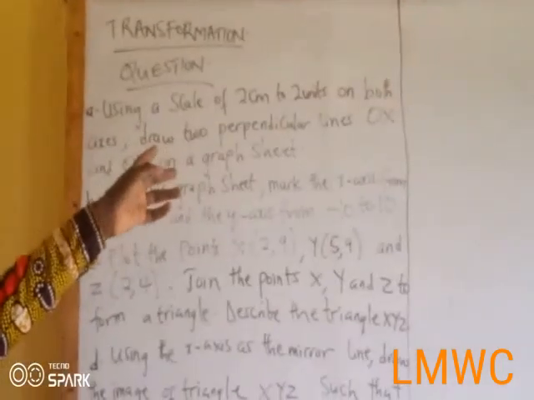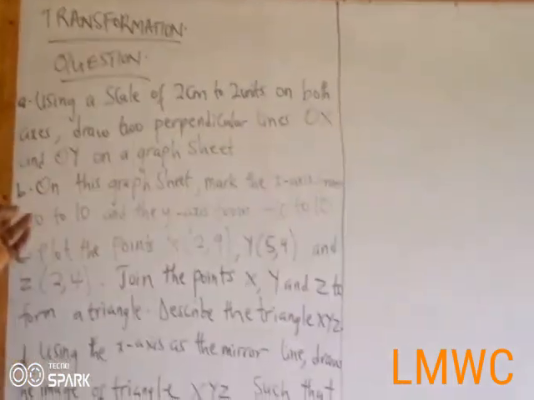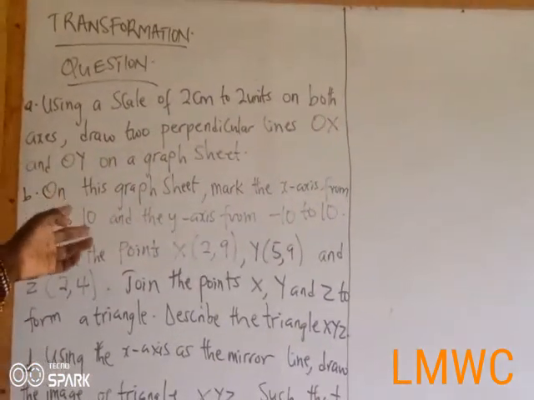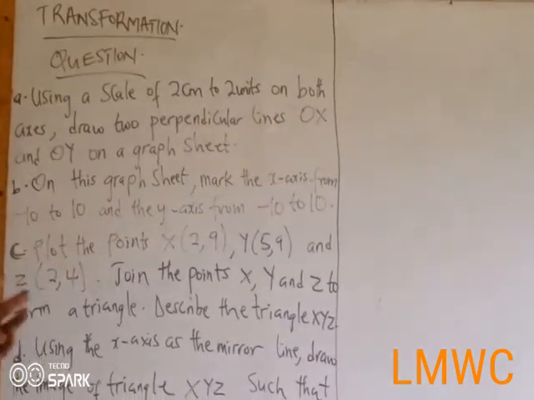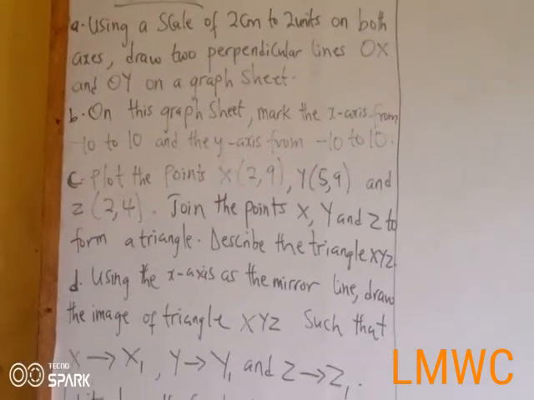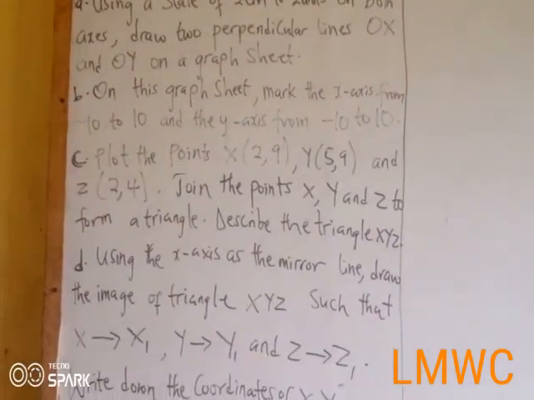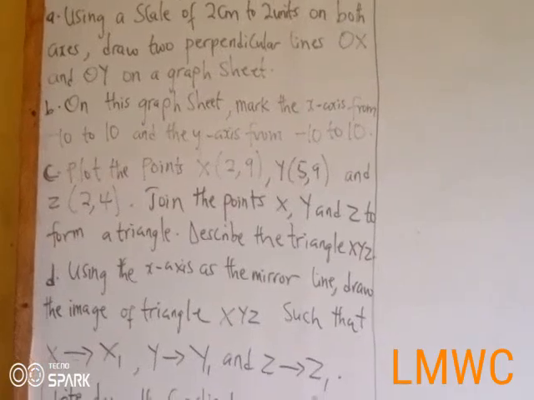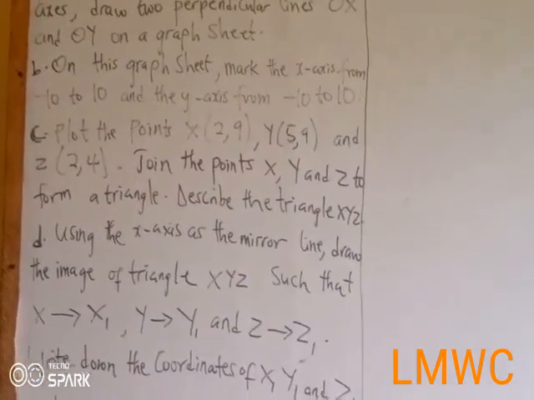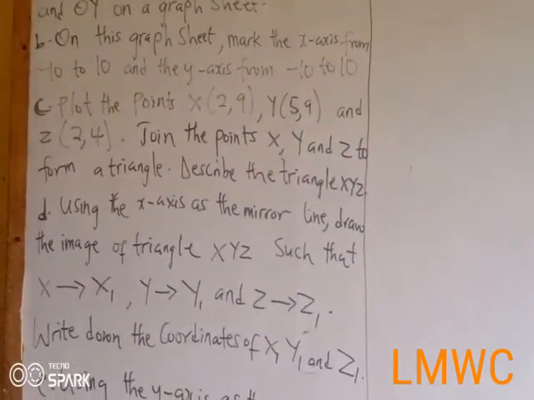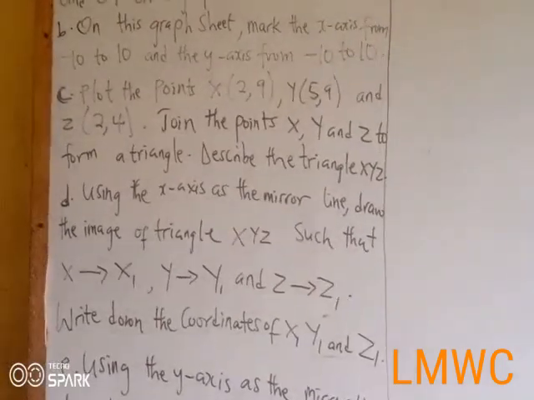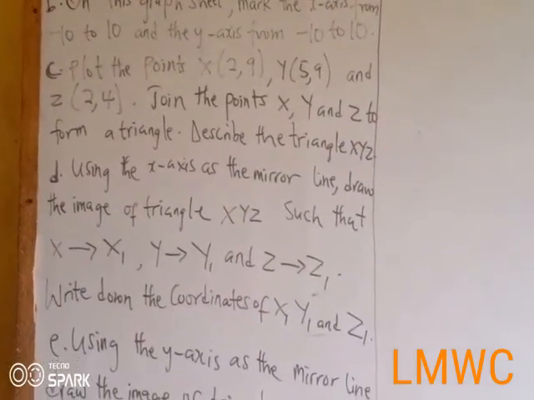Using a scale of 2 centimeters to 2 units on both axes, draw two perpendicular lines OX and OY on a graph sheet. On this graph sheet, mark the x-axis from negative 10 to 10 and the y-axis from negative 10 to 10. C. Plot the points X(2, 9), Y(5, 9), and Z(2, 4). Join the points X, Y, and Z to form a triangle. Describe the triangle XYZ.